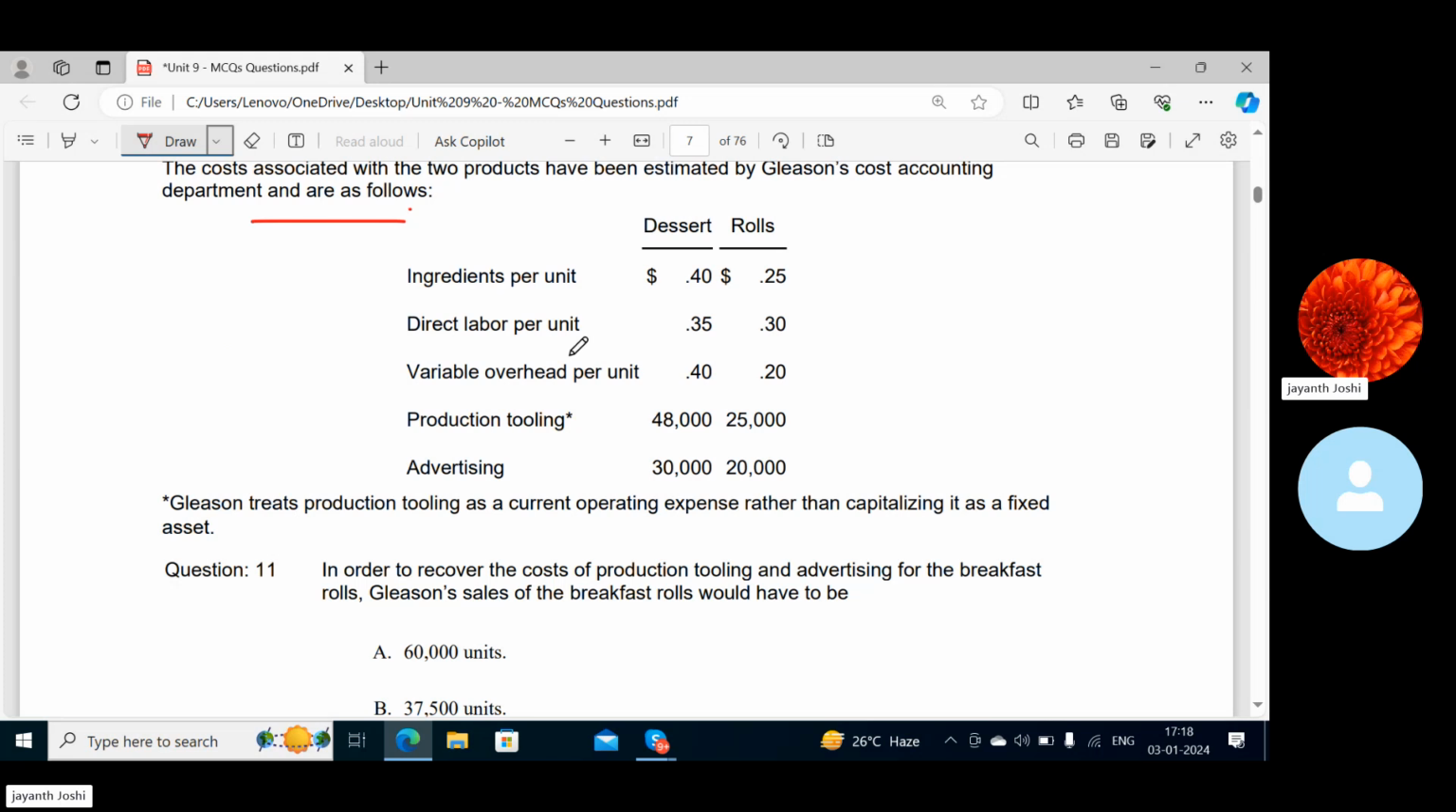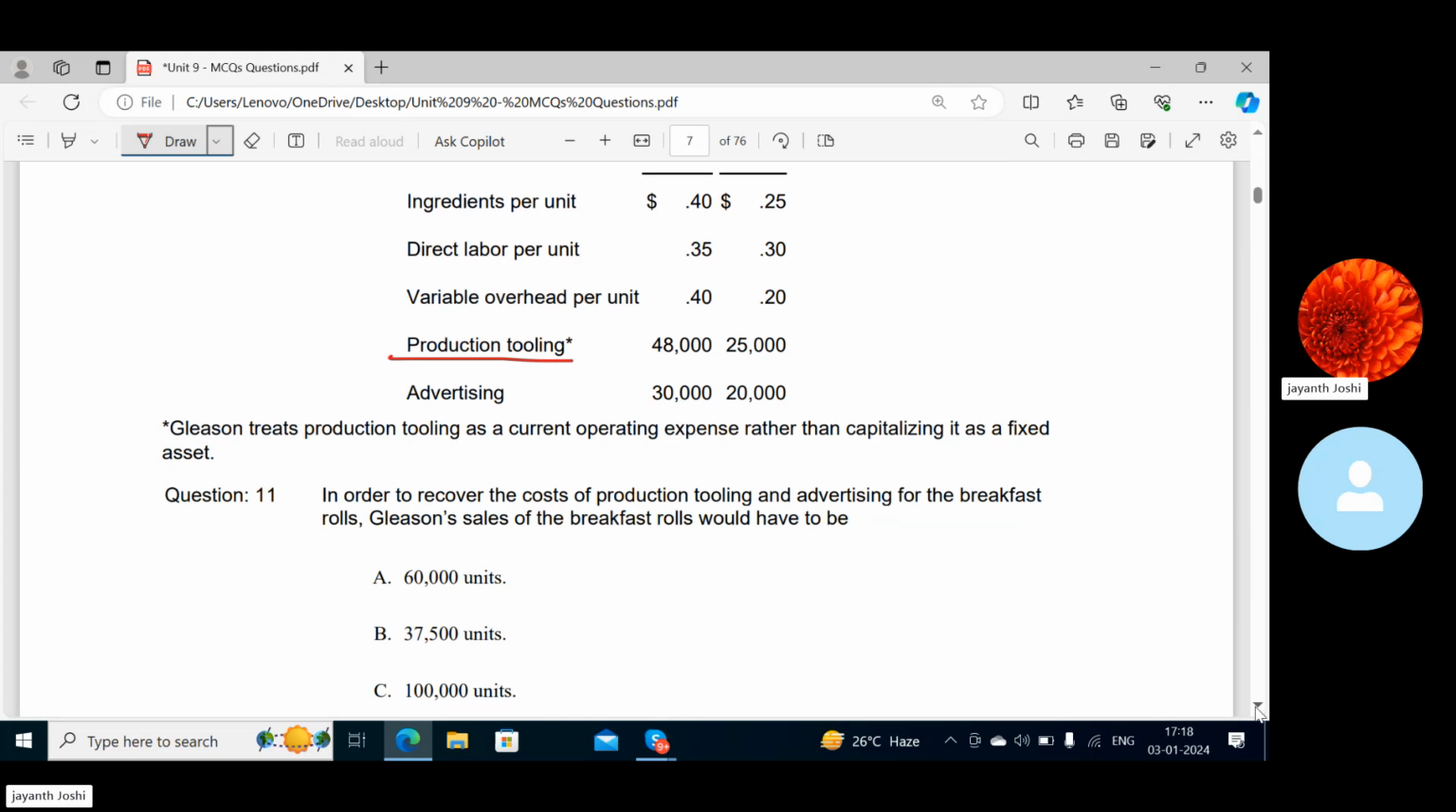Operating expenses they want to consider production tooling, so that is kind of a fixed cost, because you can see that is given in a total amount. In order to recover the cost of production, tooling and advertising for the breakfast rolls, Gleason's sale of breakfast rolls would have to be what? So they are saying that they want to recover all the costs.